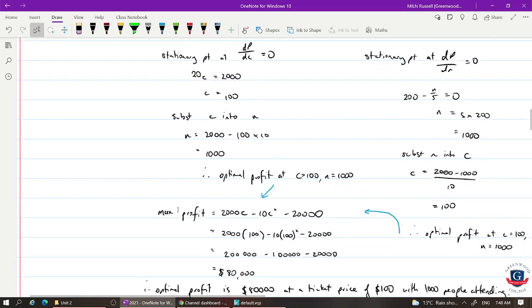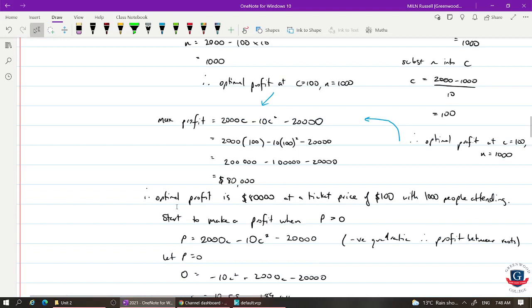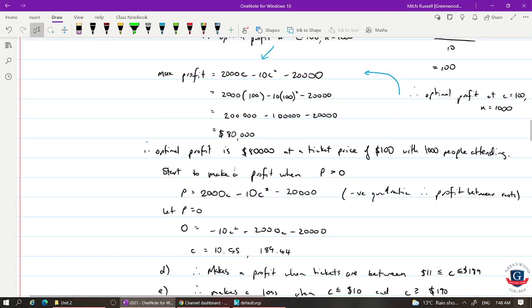Well, they make a profit when, because it's an upside down quadratic, it'll be at the part that's above the x-axis for the profit equation. We can find out where the profit formula crosses the x-axis by placing in P equals 0. Solving that equation, we find 10.55 and 189.44. But that doesn't answer the question, because you can't get a ticket price of 10.55. It only goes up in lots of $1.